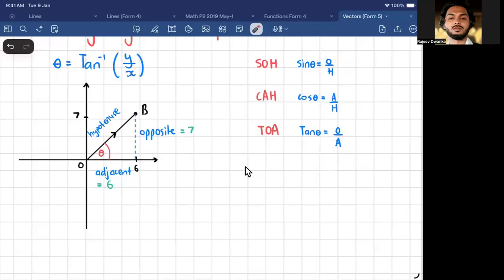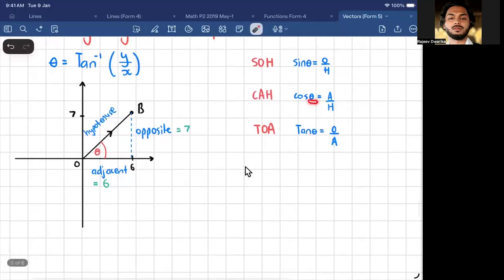So if I decide to use cos, do I know what the angle is? No. We don't know the angle, right? That's our unknown. Do we have A? Yes, sir, we have A. Do we have H? No, sir. How many unknowns do we have there? Two. That's a problem, right? That's a real problem.